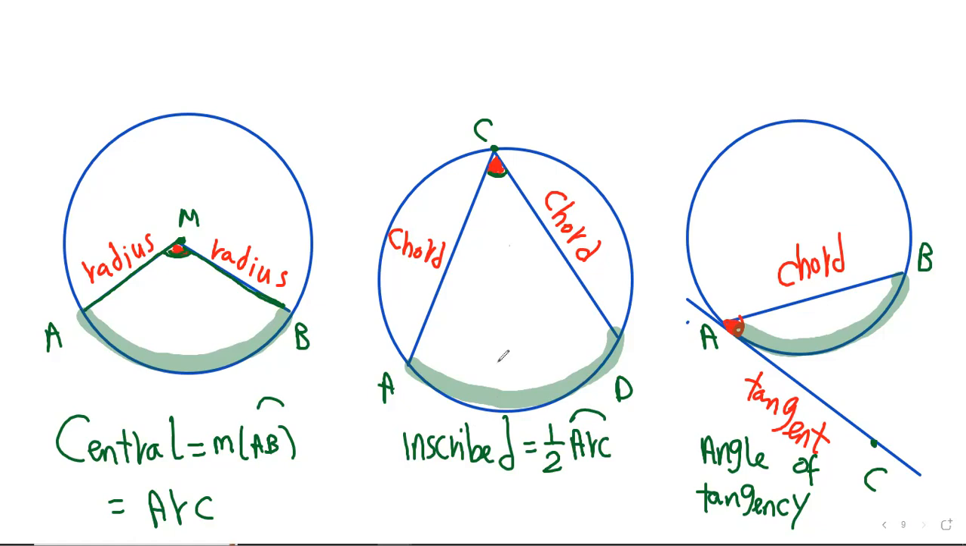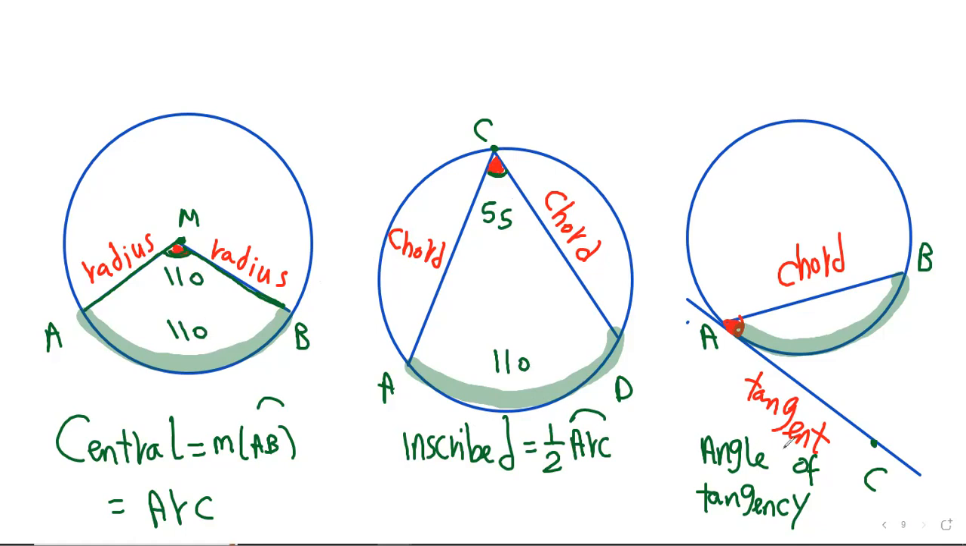So if this arc is, let's say, 110, then the measure of this angle is 55. The inscribed angle is half the measure of the opposite arc. And here the central angle, if this arc is 110, will be 110.